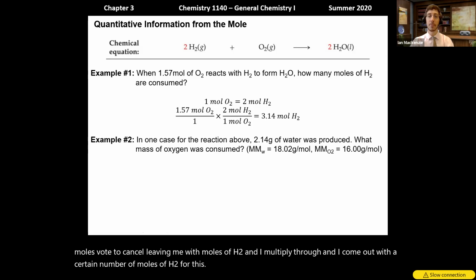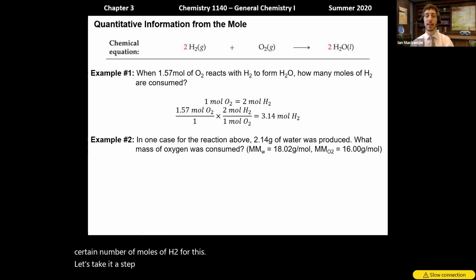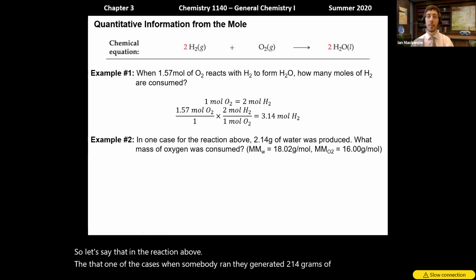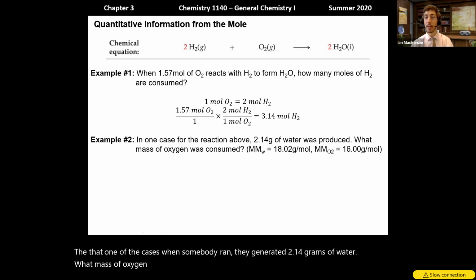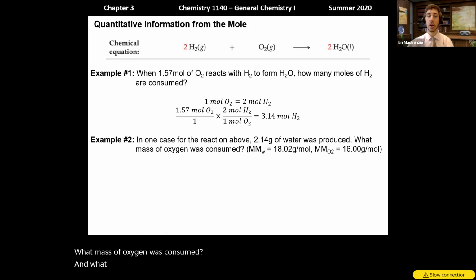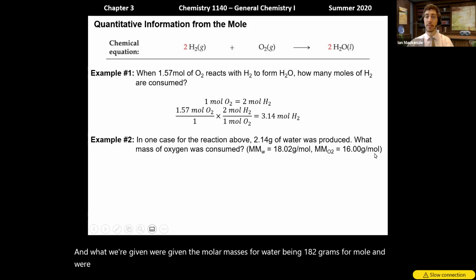Let's take it a step further. Let's say that in the reaction above, in one case when somebody ran this, they generated 2.14 grams of water. What mass of oxygen was consumed? We're given the molar mass for water as 18.02 grams per mole, and the molar mass for O2 as 16.00 grams per mole.